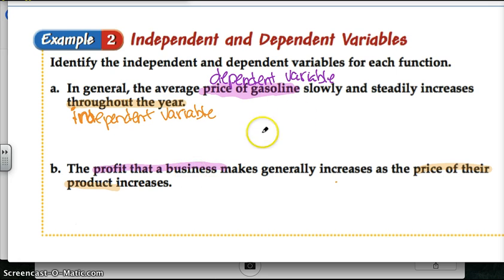So which one is dependent and which one's independent? Hopefully you see that the profit is definitely going to depend on the price. So this one is the dependent variable, and here we have the independent variable.